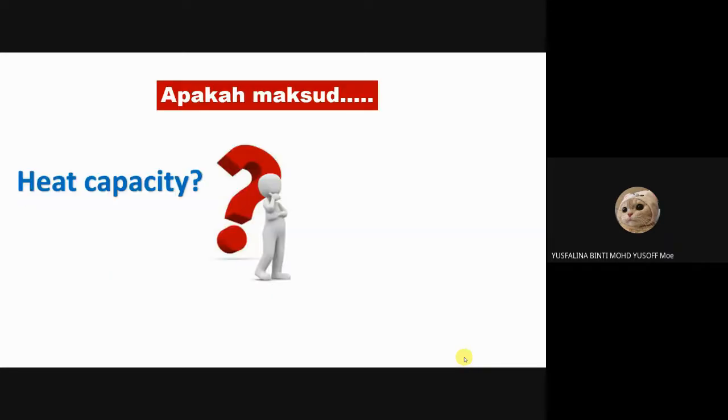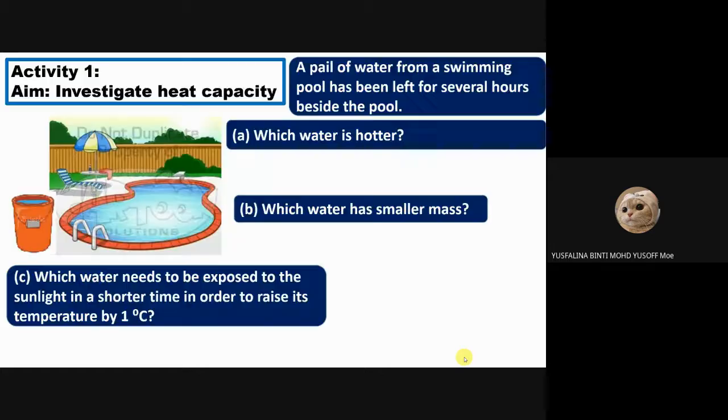What does it mean by heat capacity and also specific heat capacity? We will see the difference between these two. The first one, activity one, is to investigate heat capacity. If I have a pail of water and a swimming pool, and I leave them for several hours beside the pool, which water is hotter? Of course, the water in the pail.